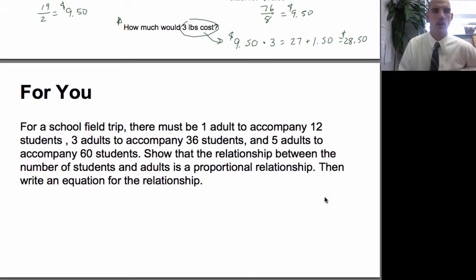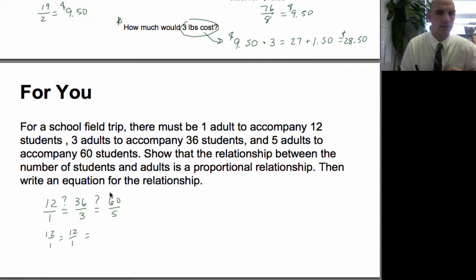Let's do this one together. School field trip. There must be 1 adult to accompany 12 students, 3 adults to accompany 36 students, 5 adults to accompany 60 students. I'm going to write this out. 12 to 1. Is that equal to 36 to 3? Is it equal to, and these question marks mean, hey, I don't know if they're equal, are they? 60 students to 5 adults. Are those equal? Well, yeah, 12 over 1 is equal to 36 divided by 3 would be 12 over 1. 60 is a little bit tougher. 5 goes into 60 12 times, so it's 12 over 1. So yeah, those are equal.